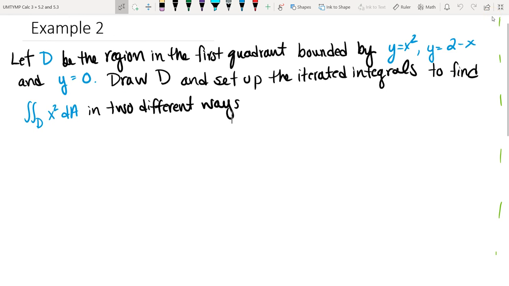All right, another example. It says let D be the region in the first quadrant bounded by these curves, and it says draw D and set up iterated integrals to find the area below that in two different ways. So the first thing we should probably do, like it says, is draw D. So why don't we get that drawing going here?